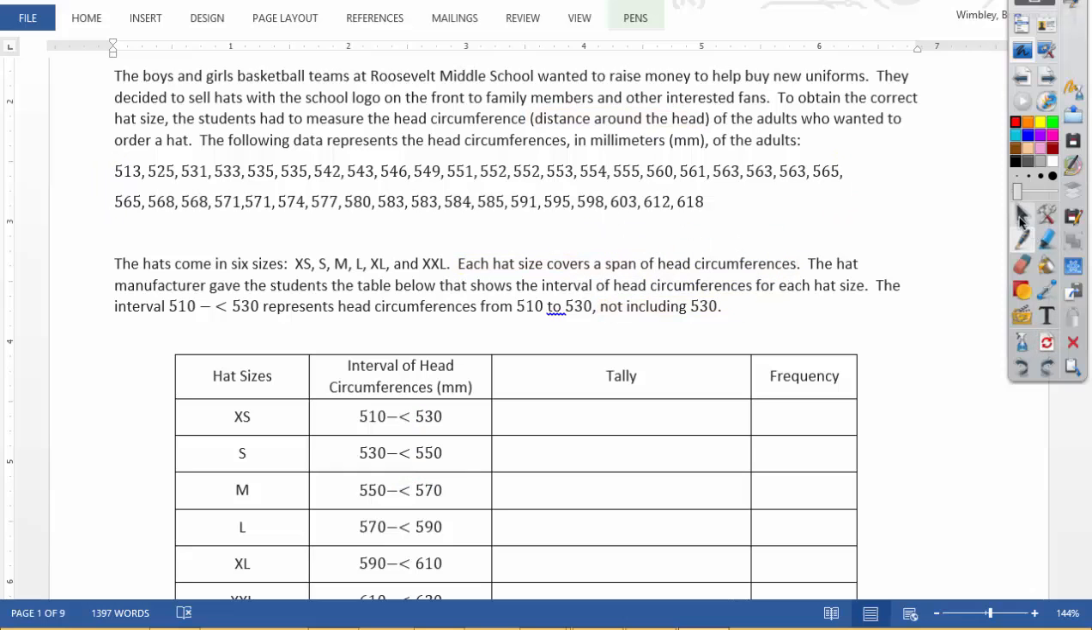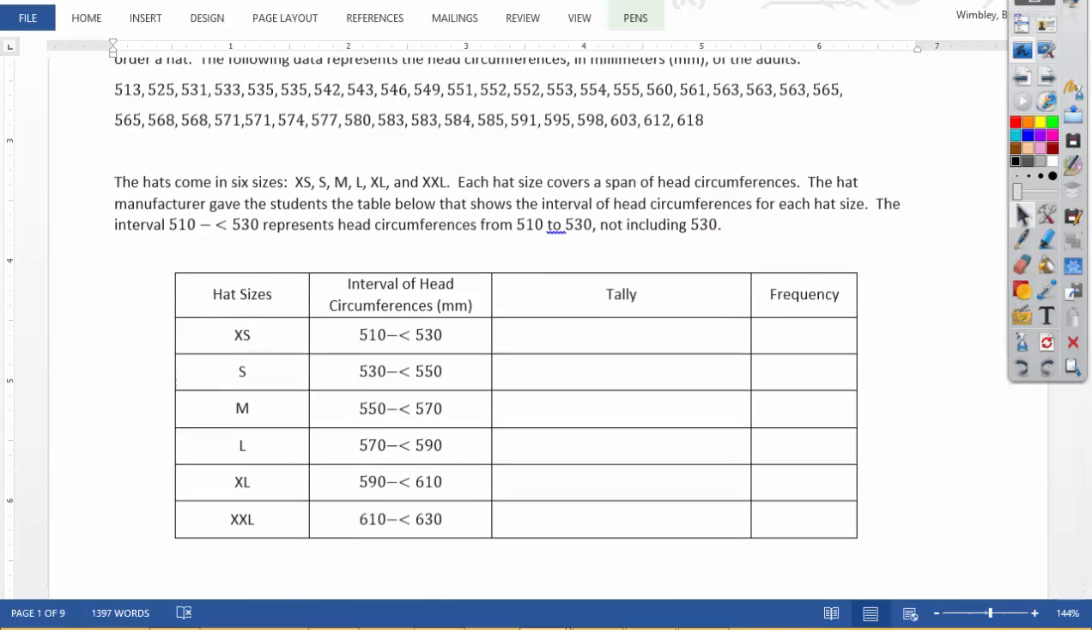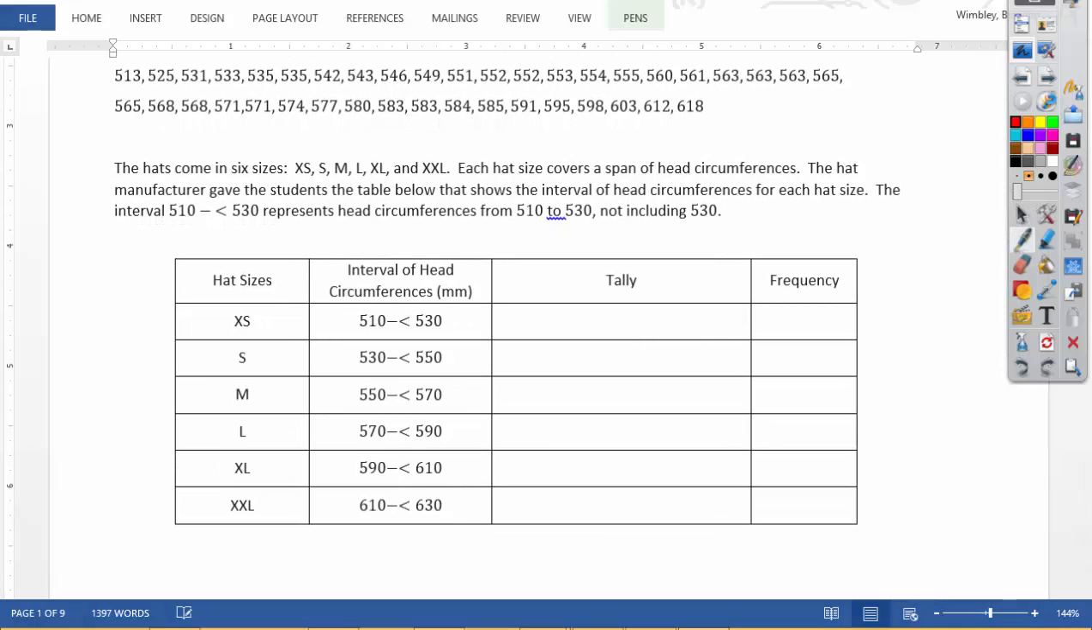Alright, so let's fill out this frequency table. Remember from yesterday we filled this out. I'm going to count how many I have in this range. I just tally them up. Well, here's a 513, so I put a mark. 525 and a mark. 531. Oh, that one's too big, so it's going to this next one down here. 533 and a mark.